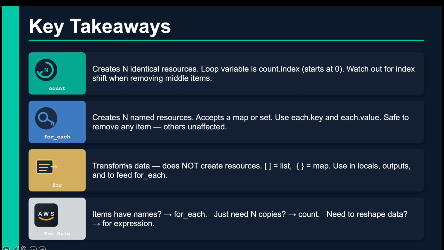Next one is the for loop with transformation of data; it does not create resources. If you use square brackets, it creates a list. If you use curly braces, it creates a map. Use it in locals, outputs, and to feed for each as well. So I have given the rule: items have names, for each; just N copies, count; need to reshape data, for expression. So I have given the rules as well. Lock those 4 rules in and you will make the right choice every time.